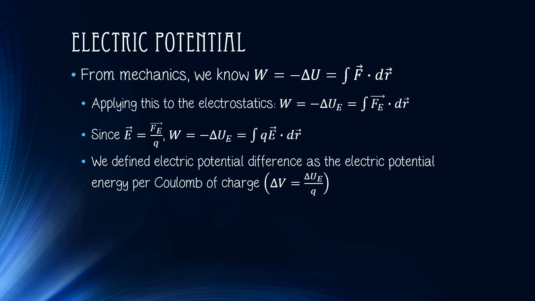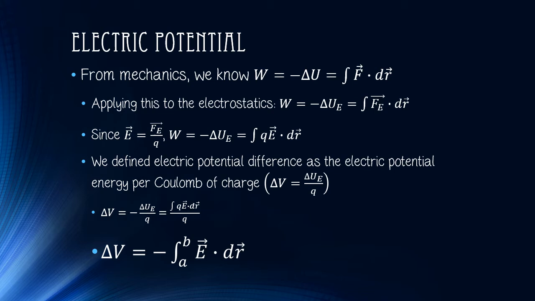Now, in class, we defined the electric potential difference as the electric potential energy per coulomb of charge, or in other words, delta V is delta U_E divided by Q. So if I include this here, then my potential difference, or delta V, is equal to that negative change in electric potential energy divided by Q, which then is equal to the integral of QE dot dr divided by Q. And so these two Q's would cancel. Therefore, we're left with a general expression that relates the potential difference to the electric field.